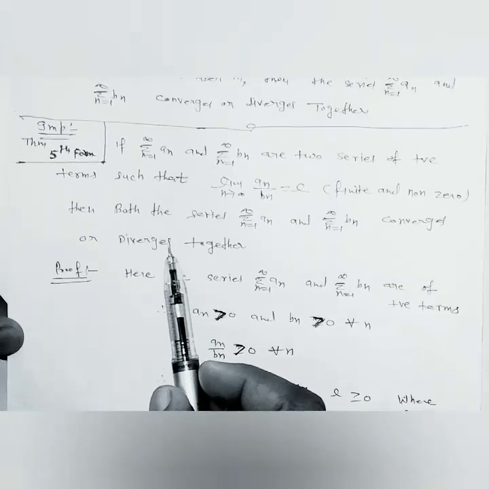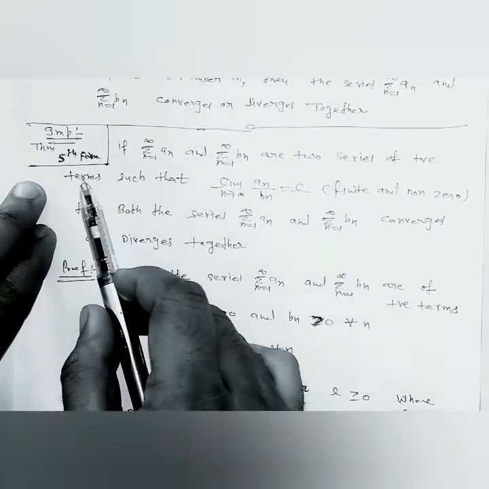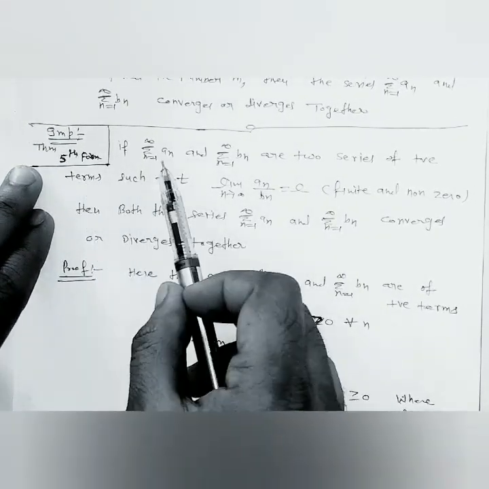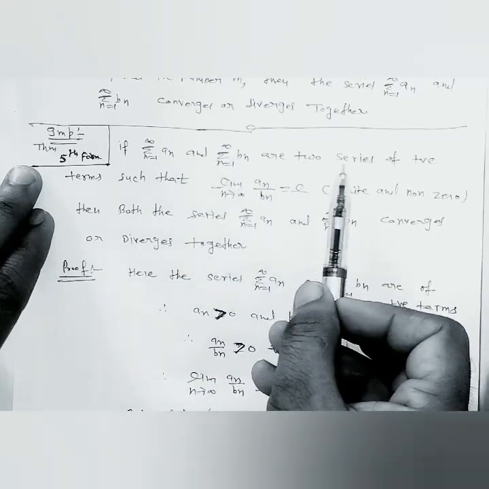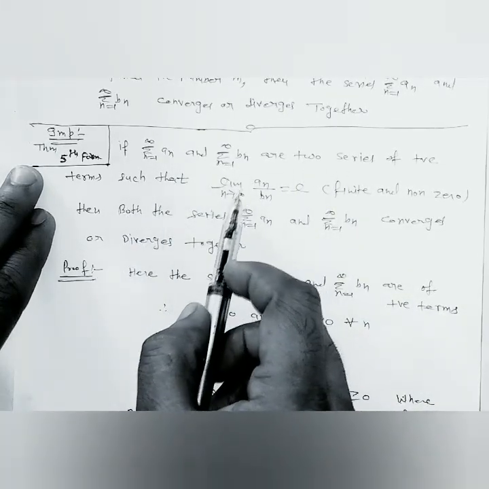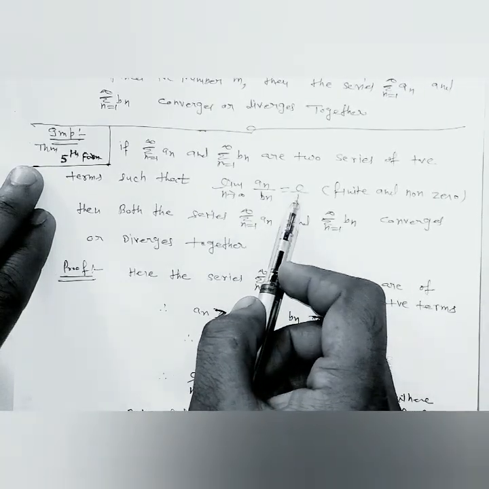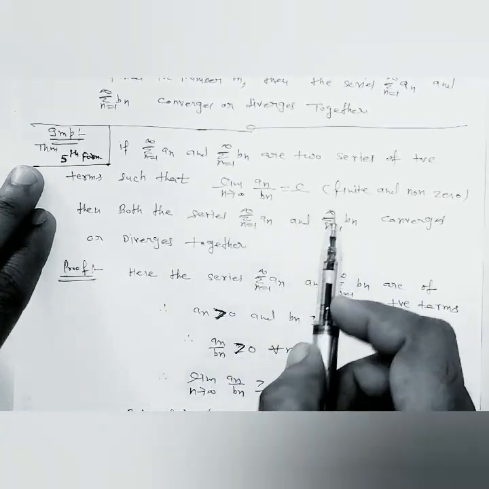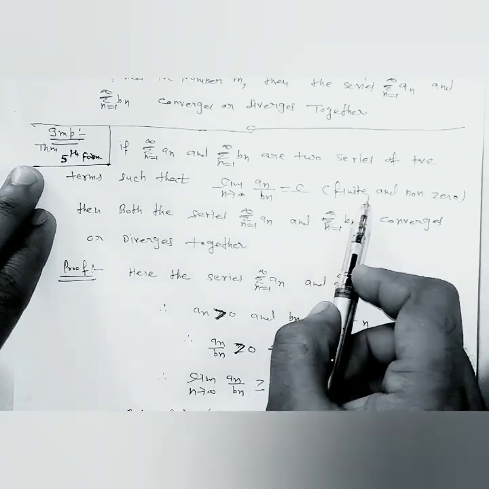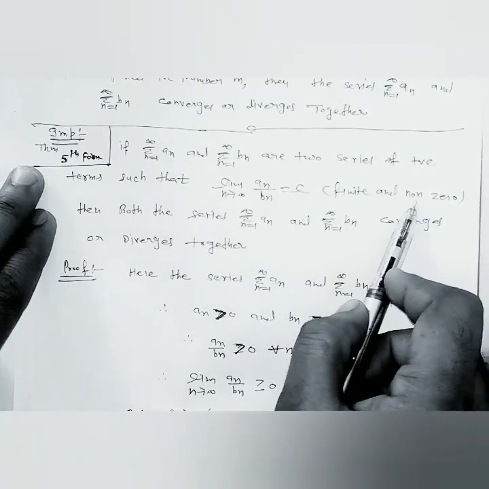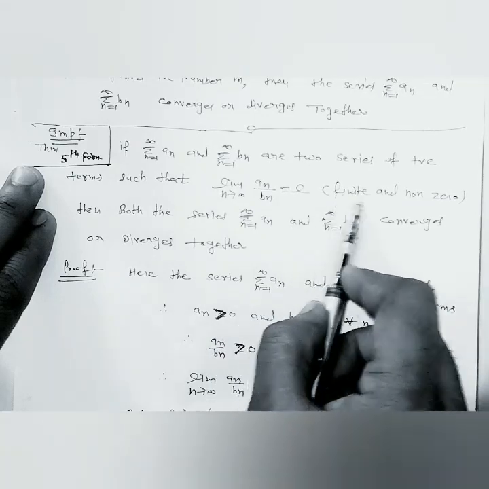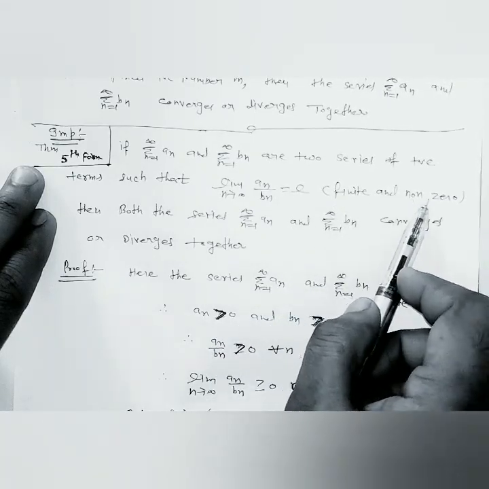Next result is an important result. The fifth form: if an and bn are two series of positive terms such that limit n goes to infinity of an by bn is equal to l, where the condition on l is that l should be either a finite number, or non-zero. Meaning l should be a finite number and non-zero.